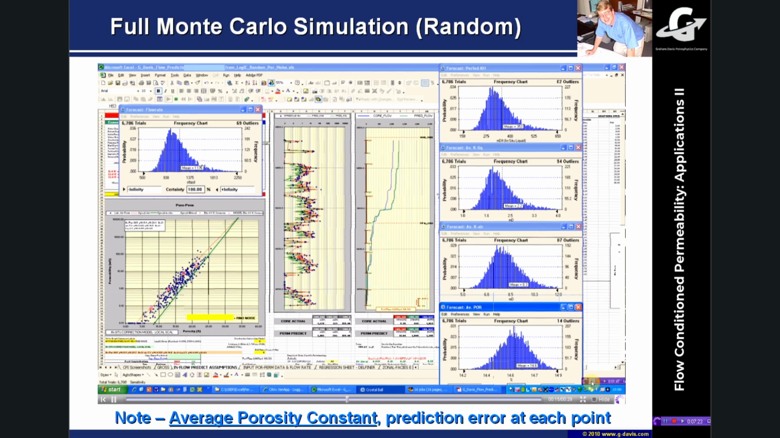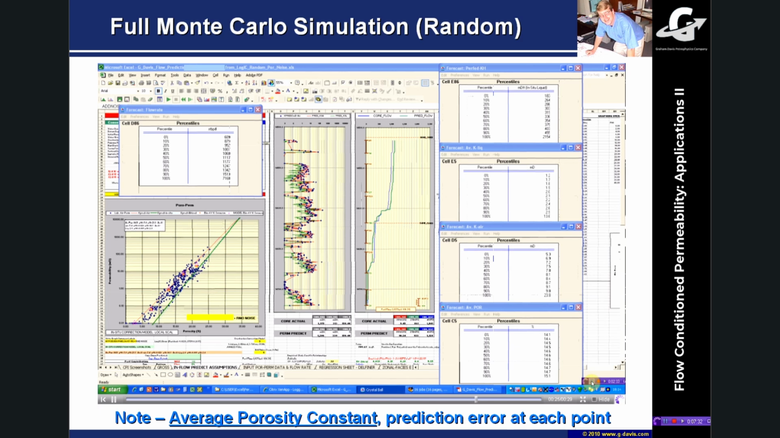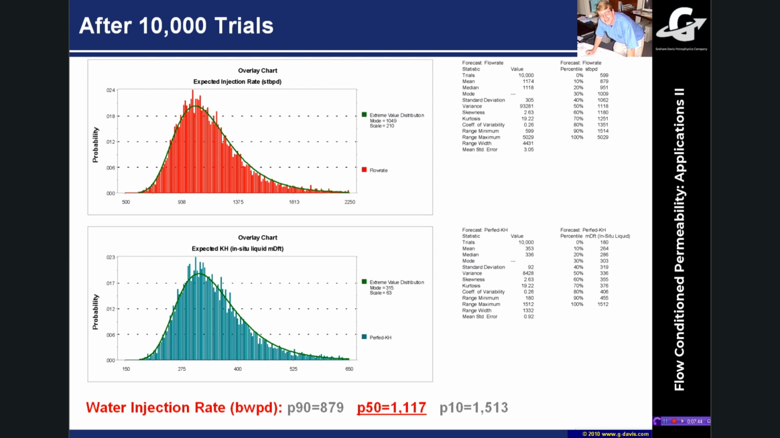We're just looking now at the error introduced by the residual fit, and at the end of that process we can capture some statistics about the simulation run. We can work out some distributions, and at the end of the day we can predict after 10,000 trials what our most likely injection rate would be. And we find that the P50, the most likely or median case, is 1100 barrels a day. You can see it's a little bit negatively skewed, so it's more likely we're going to get the lower numbers than the higher numbers.